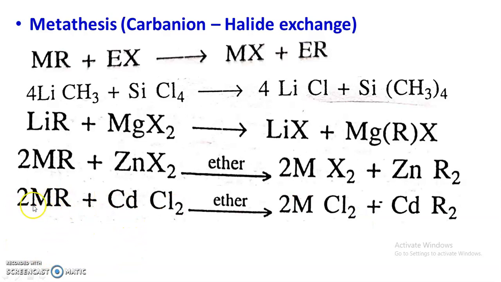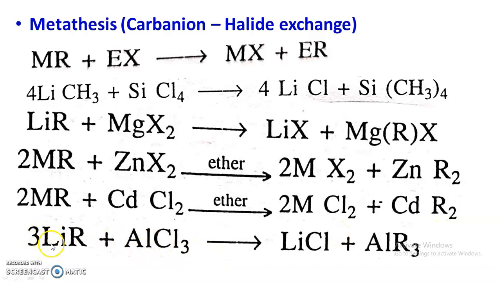Similarly, when MR, that is an organometallic compound of metal M, which is less electronegative than cadmium, is mixed with cadmium chloride, then the R group migrates from M to cadmium. Cadmium is more electronegative than this metal M, and we get dialkyl cadmium. This is the organometallic compound.